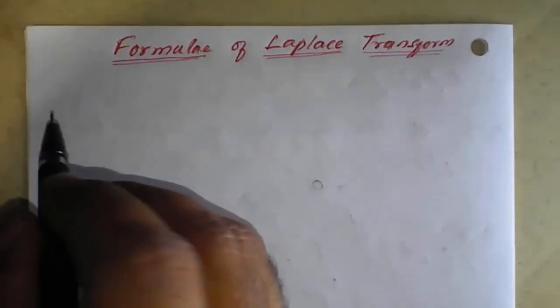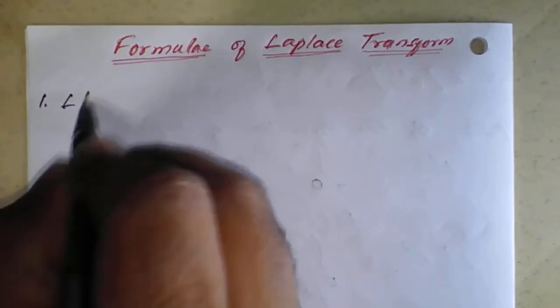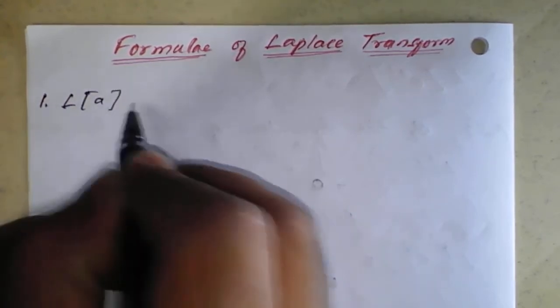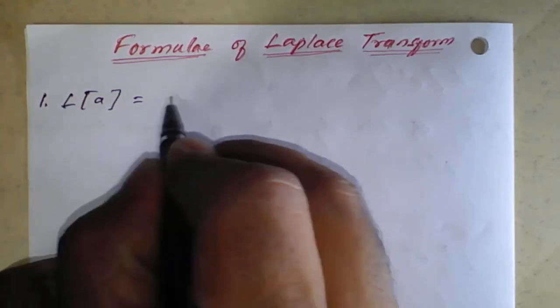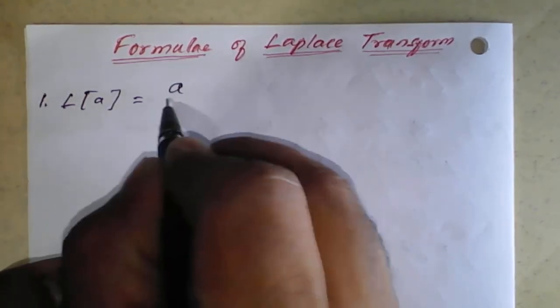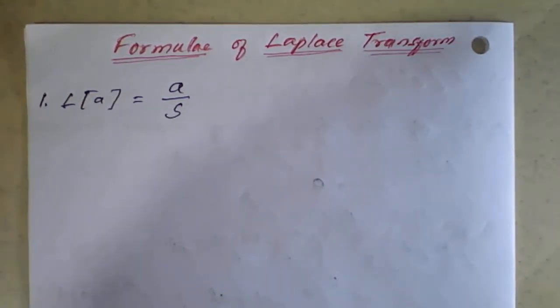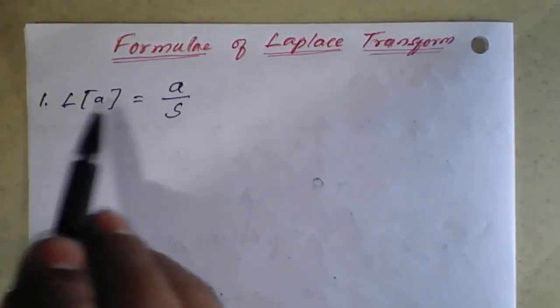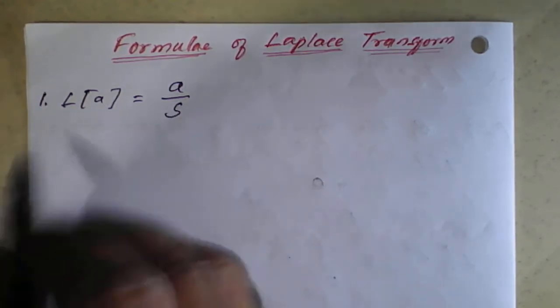So we'll see the first formula, which I have already proved in the previous class. Laplace of A, where A is a constant, so A upon s is the result here. So first result: Laplace of a constant, or Laplace of A, is A upon s.